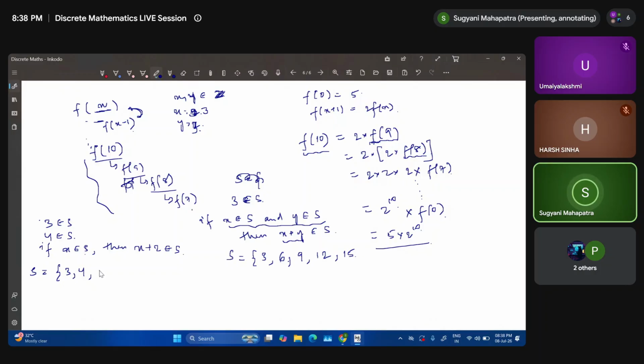So, 3 plus 2 will be in S, so 5 is in S. 4 plus 2 will be in S, so 6 will be in S. 5 plus 2 will be in S, so 7 will be in S. 6 plus 2 will be in S, so 8 will be in S, and so on. Getting the concept? Is this clear?